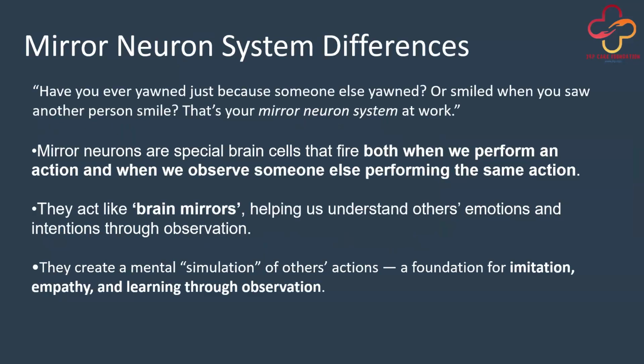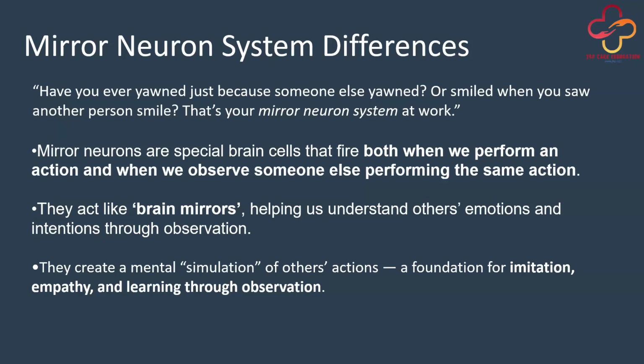Then in autism, we also have the concern of the mirror neuron system. Now let us look at what the mirror neuron system is. If I start yawning now, or if I start laughing, have you ever experienced this? You see somebody yawning and you start yawning, or you see somebody laughing, you don't know the reason, but you also smile or laugh. That is your mirror neuron system at work.